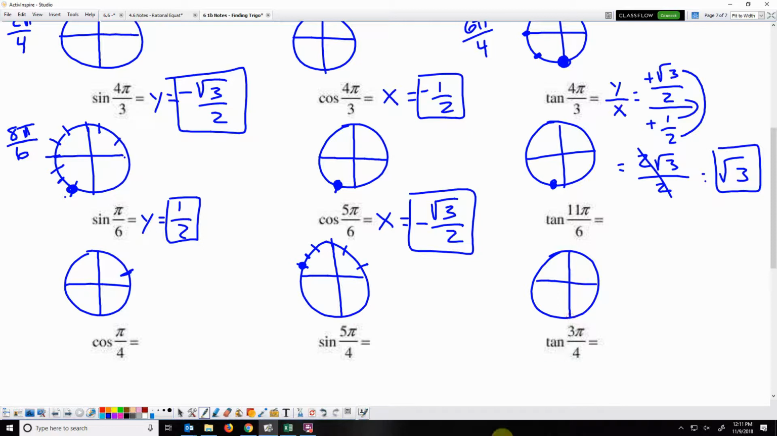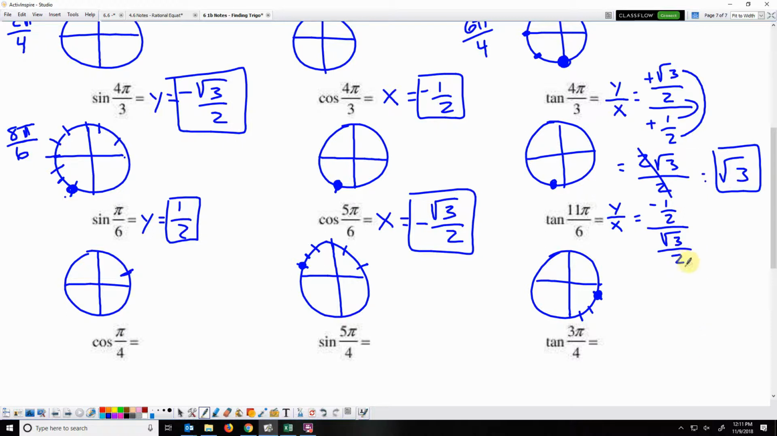11 pi over 6. Now that's just one short of 12 pi over 6. And 12 over 6 is 2. That would get me all the way around. So it's one spot short of going all the way around. Tangent is y over x. This is the first position down, so the y value is negative 1 over 2. It's the third position to the right, so I've got these two spots along the way. So it's the third position right, which is root 3 over 2.